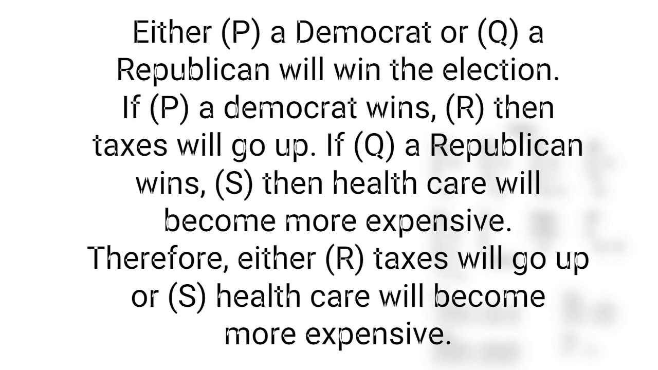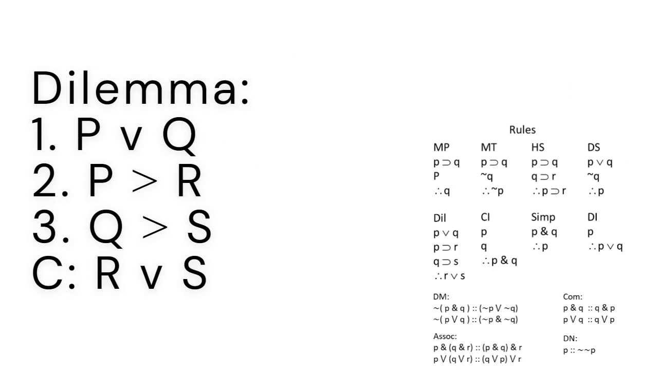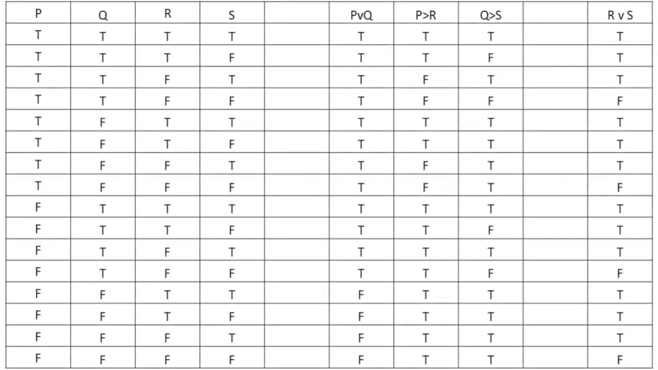So, let's symbolize it. Either P, a Democrat, or Q, a Republican, will win the election. If P, a Democrat, wins, then R, taxes will go up. If Q, a Republican, wins, then S, healthcare will become more expensive. Therefore, either R, taxes will go up, or S, healthcare will become more expensive. As you can see, an argument with this many premises is very tedious when checked with the truth table. So, let's take a look at another simple argument.